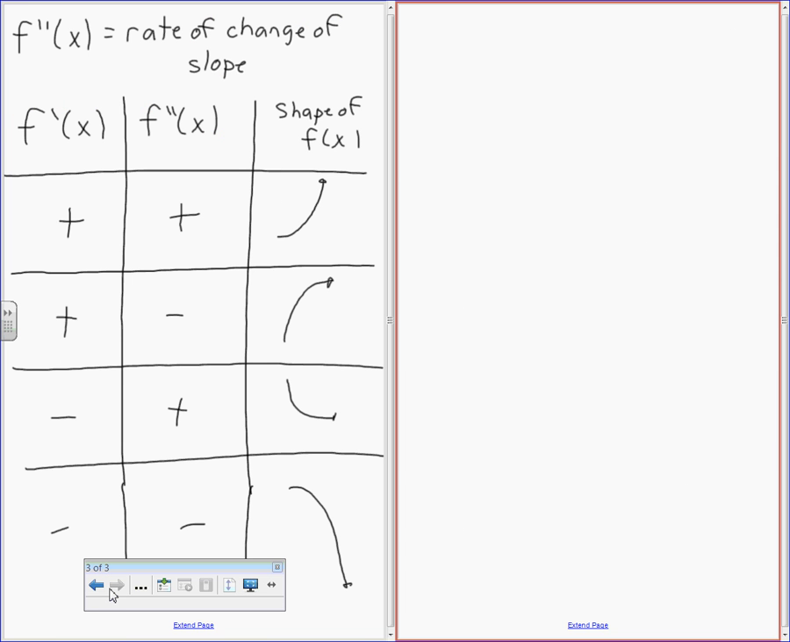Example 1 says, actually before I start with example 1, does everyone get the fundamental concepts I'm doing here? You get that? Because this is going to give us the shape of our graph quite nicely. Example 1 says, sketch the graph.